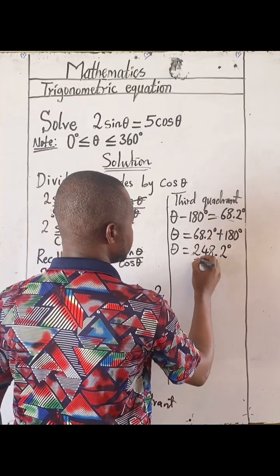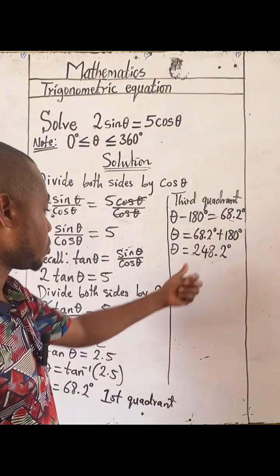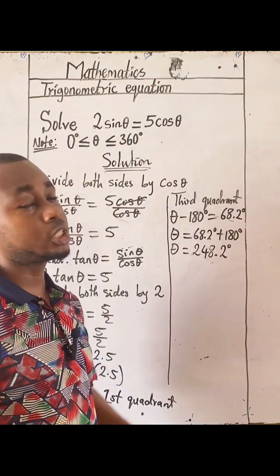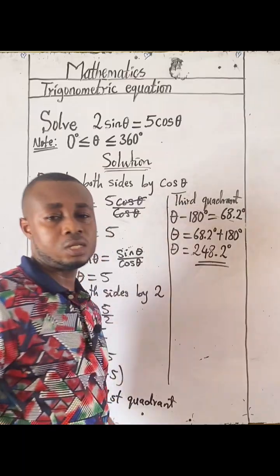68.2 degrees plus 180 degrees will be 248.2 degrees. So in the first quadrant, you have 68.2 degrees. In the third quadrant, you get 248.2 degrees. That becomes the solution.